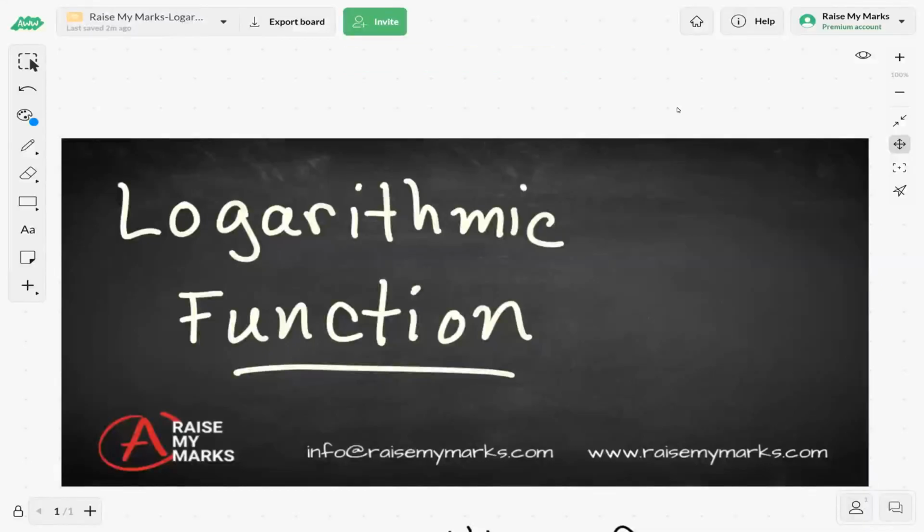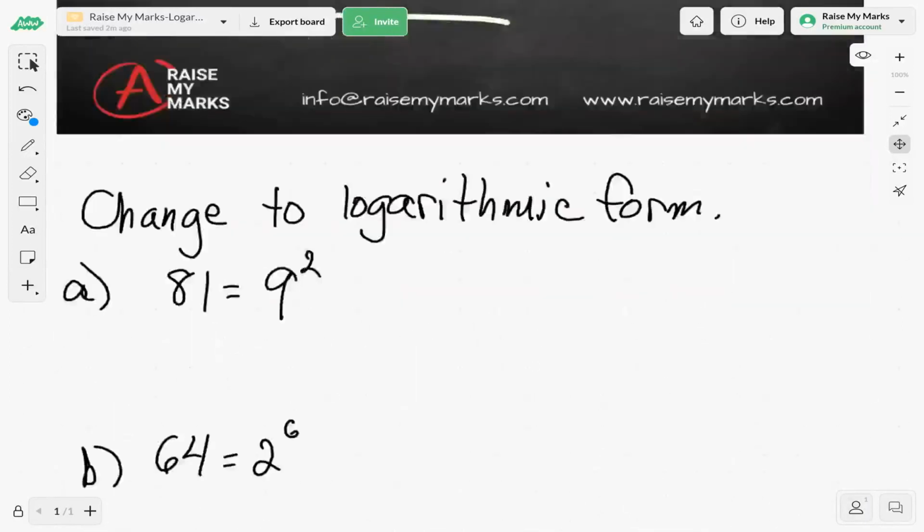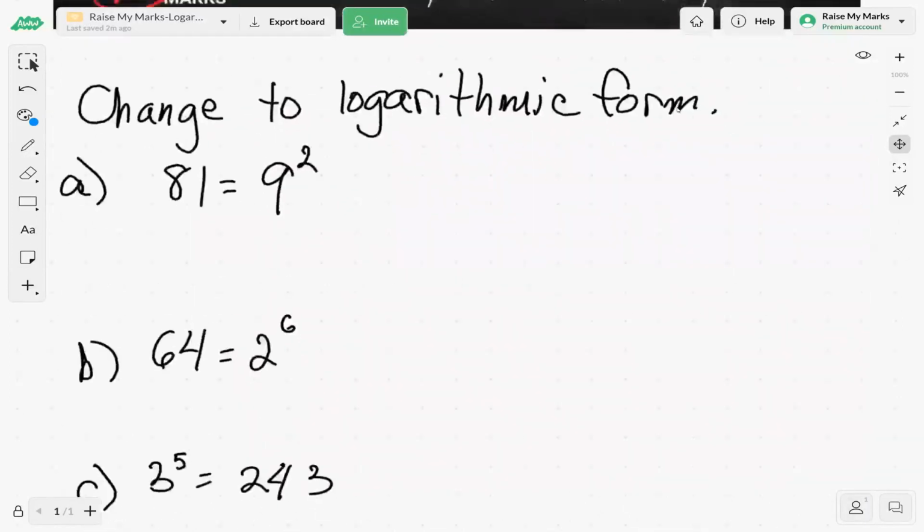So in this video, we're going to look at the logarithmic function. Okay, so let's see. They're asking us to change to logarithmic form. So we have an exponent. So we have 81 equals 9 squared. And we're asked to rewrite this in logarithmic form.